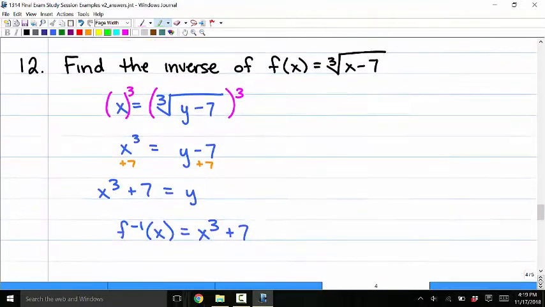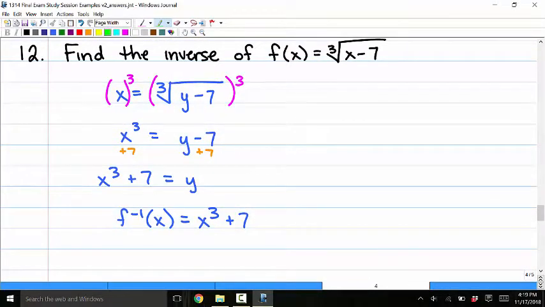Number 12. Find the inverse of f of x equals the cube root of the quantity x minus 7. First thing you do to find the inverse, you switch the x's and y's. Instead of writing y here, I wrote an x. Instead of writing an x here, I wrote a y. So I have x equals the cube root of the quantity y minus 7.